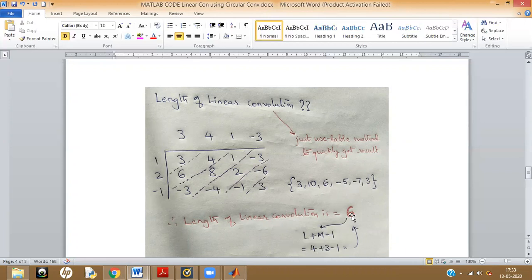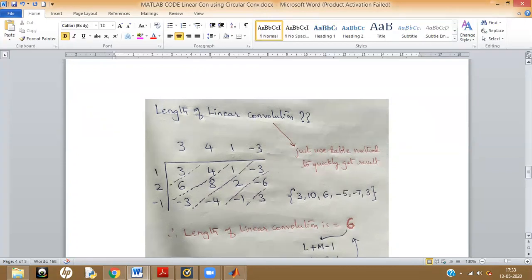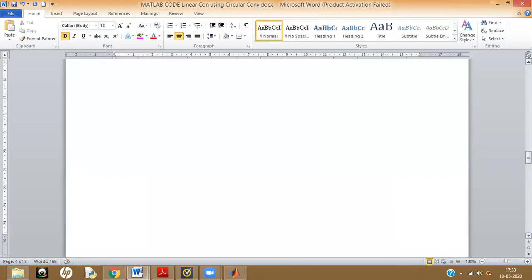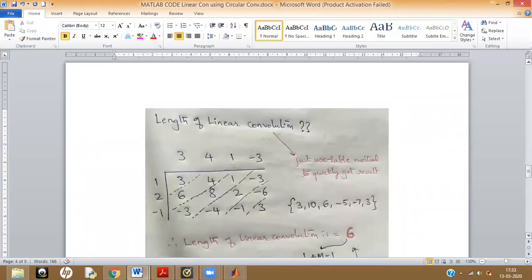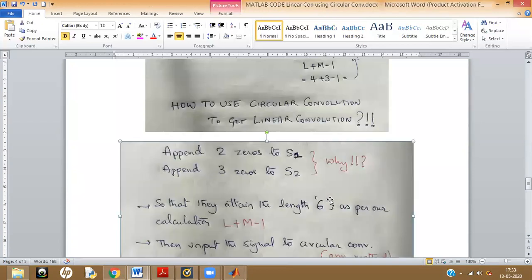Now, as I told you, this is linear convolution. Previously, the steps and other things that were shown were for circular convolution. So how are you going to obtain the linear convolution itself, this result itself, using the circular convolution? That is the question that we have to see. The solution that has been given is like this. You can append two zeros to S1 and then append three zeros to S2.